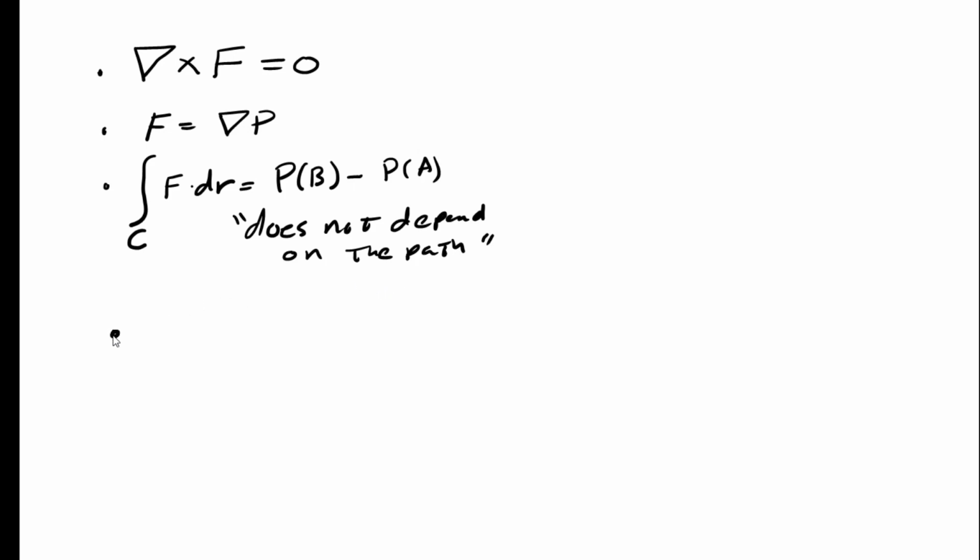Okay, we also have that if we do a closed loop, so if we do a loop that goes all the way around, we have that this is the same as the integral of f dot dr. This is just going to be 0 because there's really no boundary, or if we pick one point we go all the way around, so p b is the same as p a, and we subtract the same thing and we get 0.